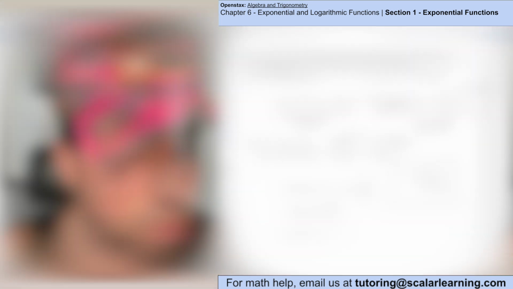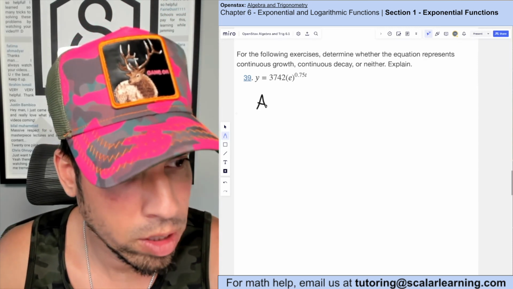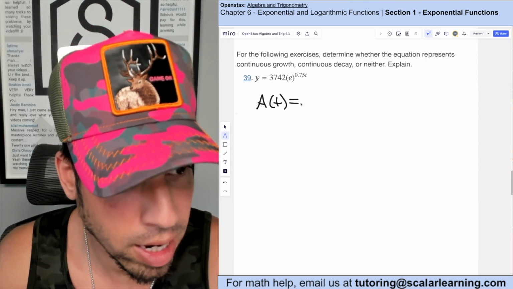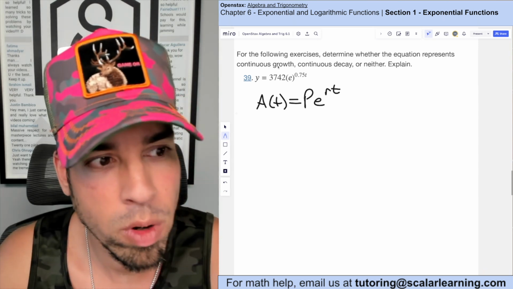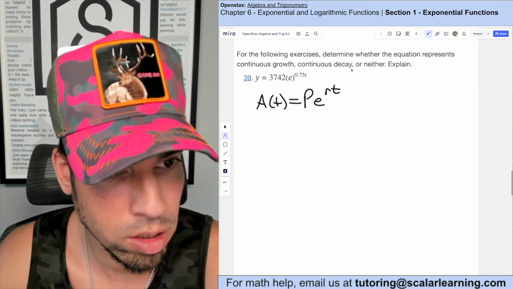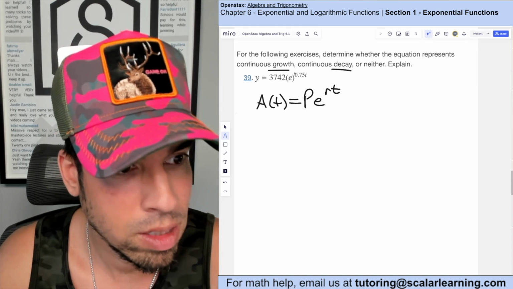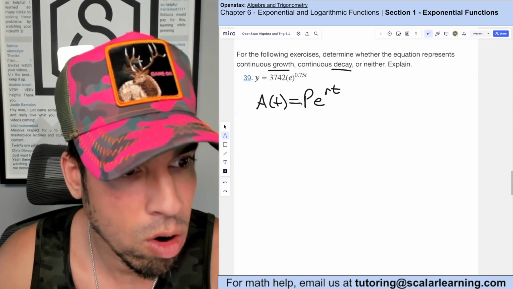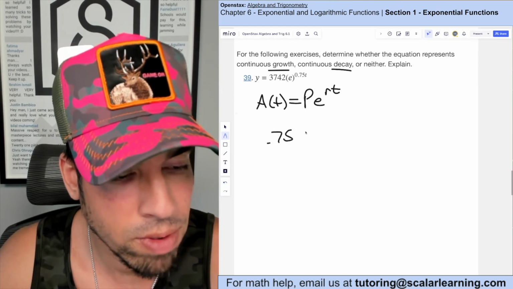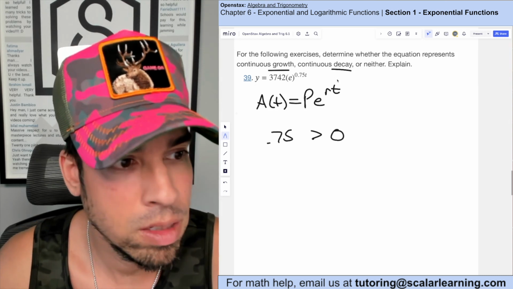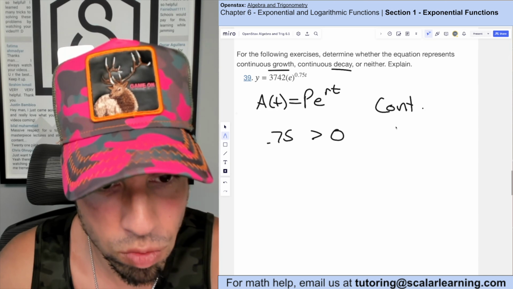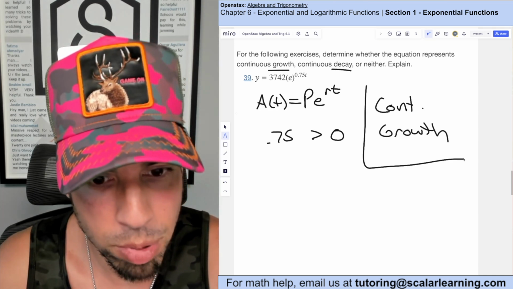Boom, done. So here we have something similar to our continuous growth rate function, which is A equals principal times e to the rt. So it's definitely continuous. It's either decay or growth. But since this r value, 0.75, is positive, it's greater than 0, that means that this is indeed continuous growth. So there's your answer, boom, done.